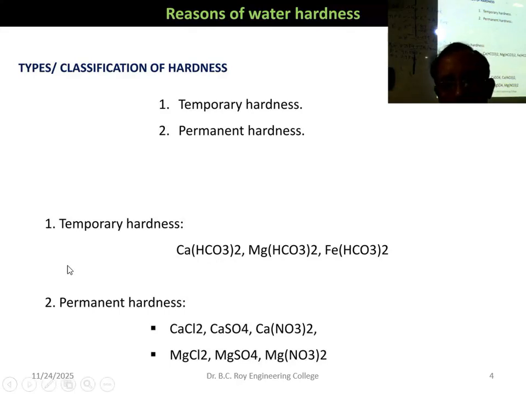Achha. So now permanent hardness. These are the causes of the permanent hardness: chloride, nitrate, sulfate. These things are giving permanent hardness, and these things cannot be removed by boiling. Not so simple procedure. Temporary hardness can be removed by boiling, as well as there is another method called Clark process. That is using lime water.